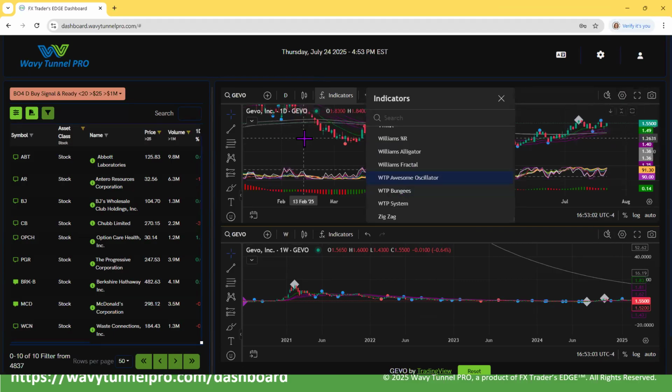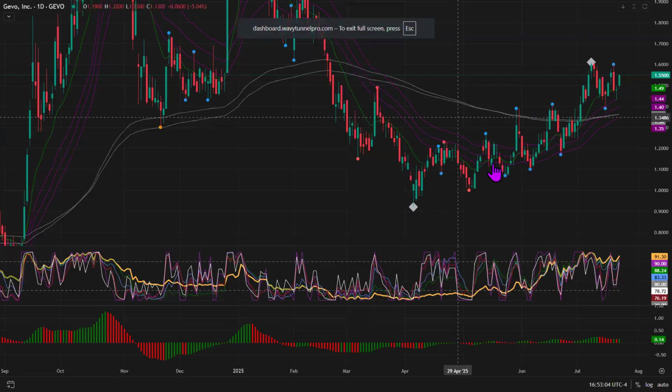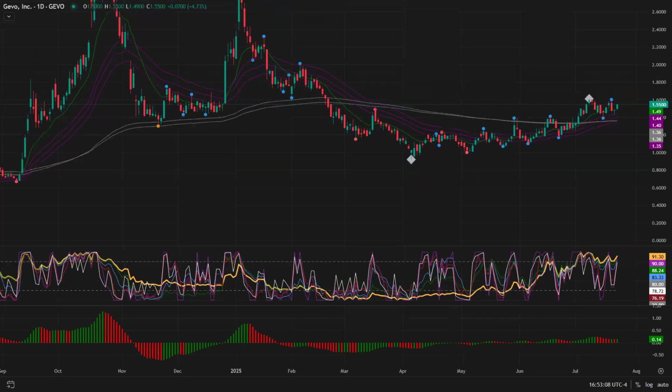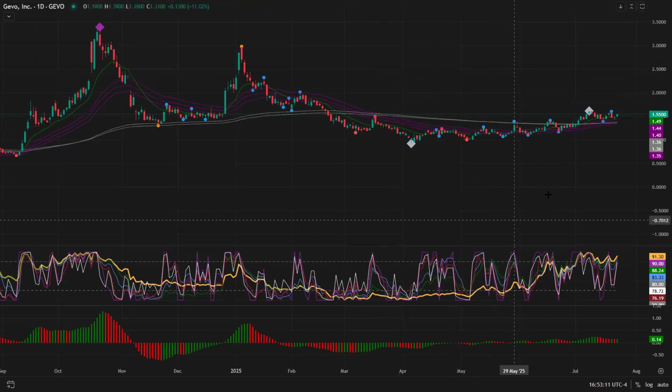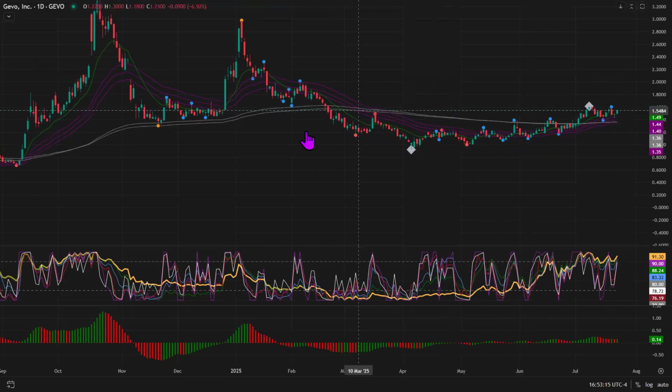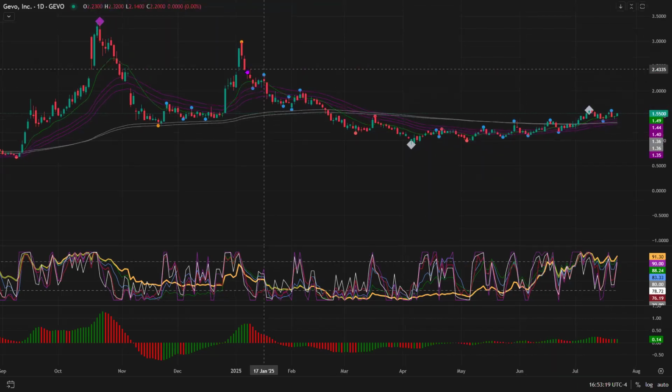Okay. Here we go. So now we have the awesome oscillator and we have the bungees. So let's have a look. Okay, this is interesting. Wow. Okay, this doesn't look so good to me. Okay, I'll tell you why.